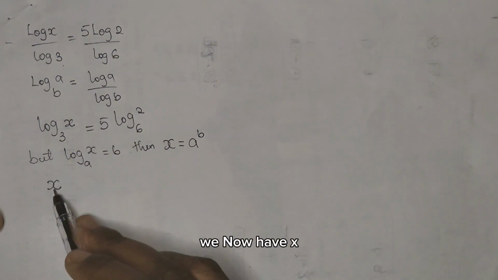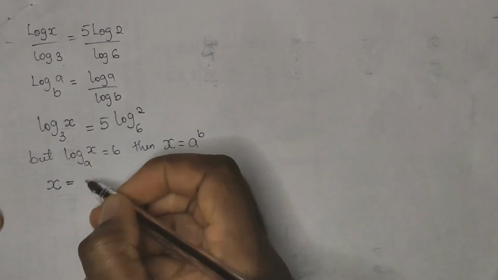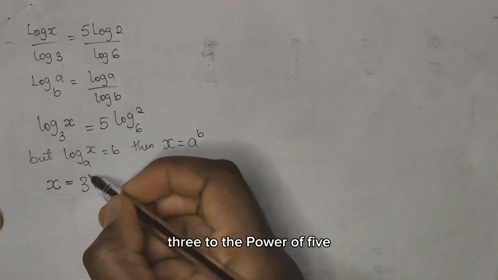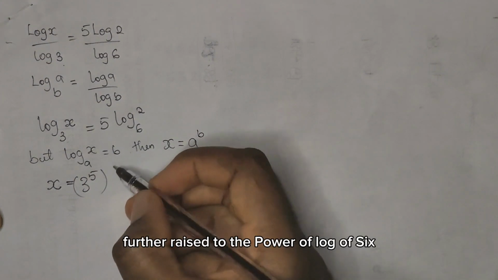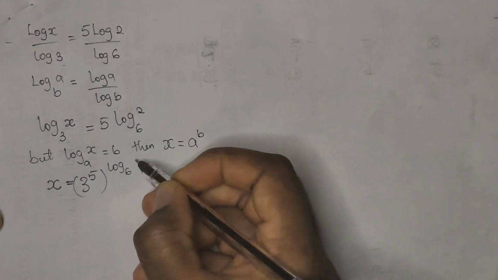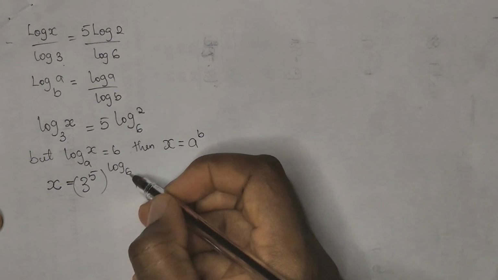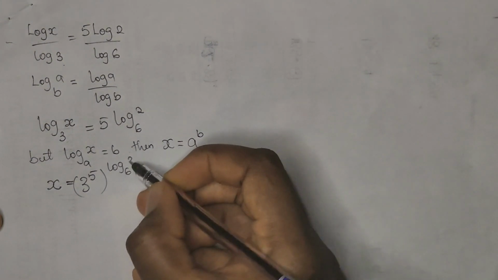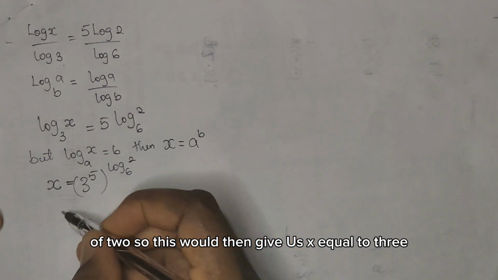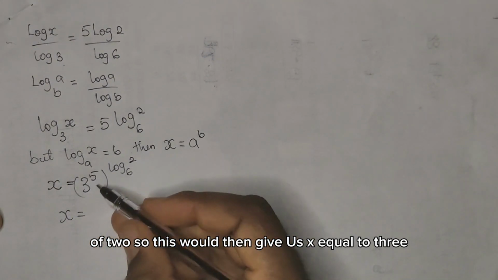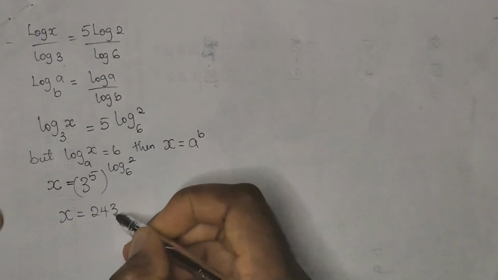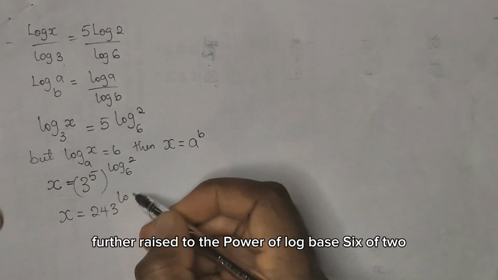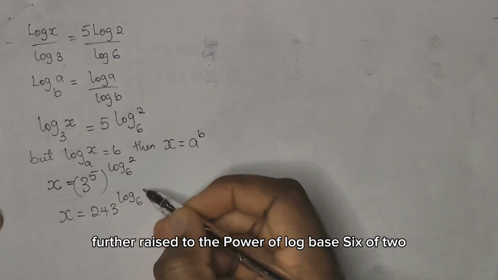We'll now have x equal to 3 to the power of 5, further raised to the power of log to base 6 of 2. So this will then give us x equal to 3 raised to the power of 5, which is 243, further raised to the power of log base 6 of 2.